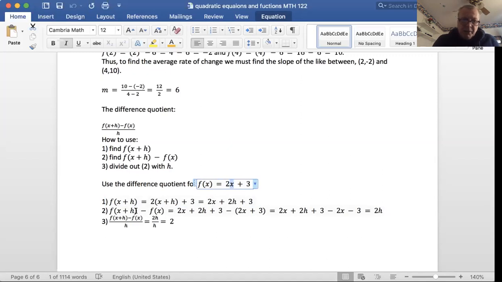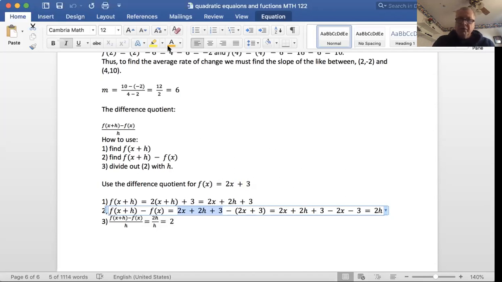Now, the second step, we're going to take what we got in part 1 and subtract off f of x. Again, here's what we got in part 1, minus, and again, when you substitute, put parentheses around things. So we're substituting f of x in, so 2x plus 3 is in parentheses. Distribute the negative, and we get 2x plus 2h plus 3 minus 2x minus 3. Combine the 2x's, combine the 3's, and we end up with 2h. Then we're going to take 2h and divide it by h, and that gives us 2.